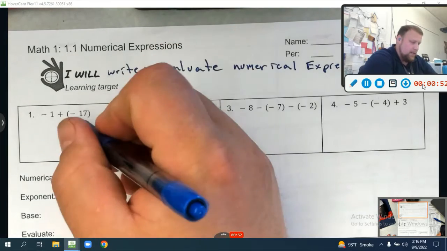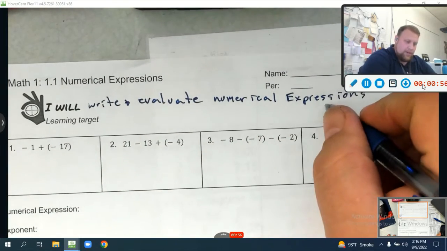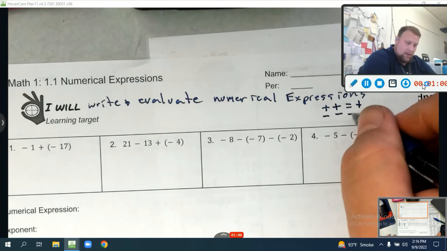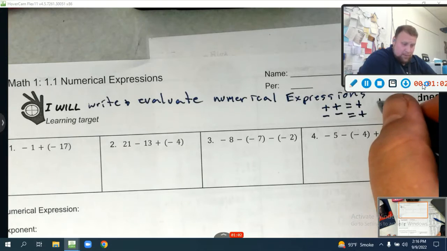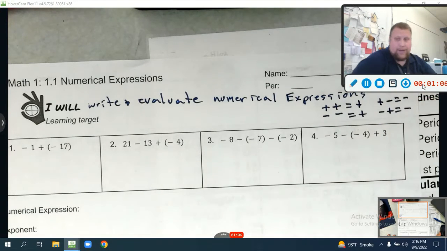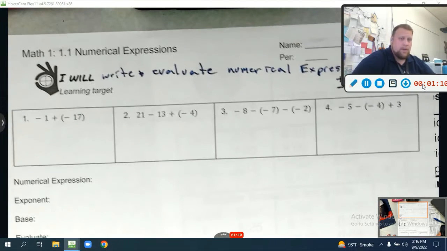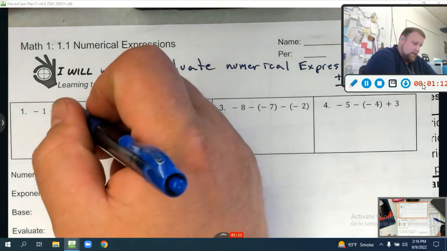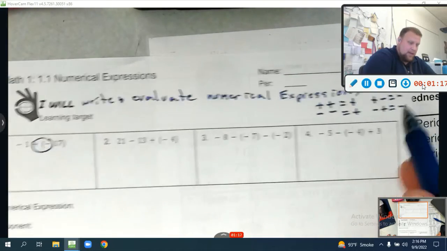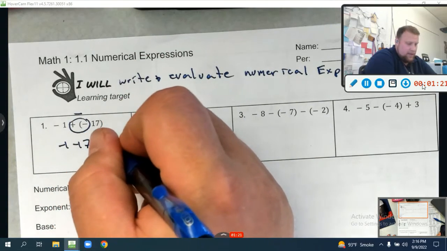We all succeeded. All right, don't forget, an important little piece of information here: plus plus equals plus, minus minus also equals plus, plus minus equals minus, and minus plus equals minus. Have that written down, all the good stuff. These are touching, so a plus minus makes a minus. That's how we use it. So I have negative 1 minus 17, which is negative 18.